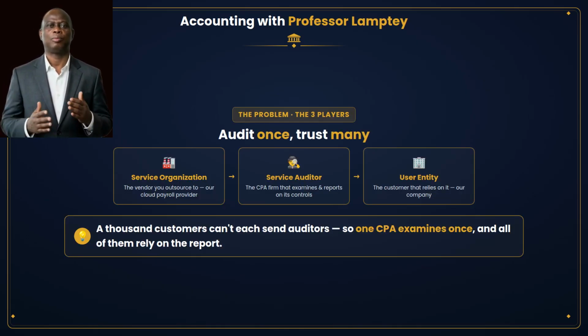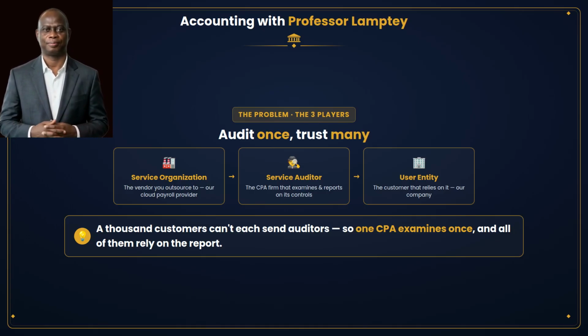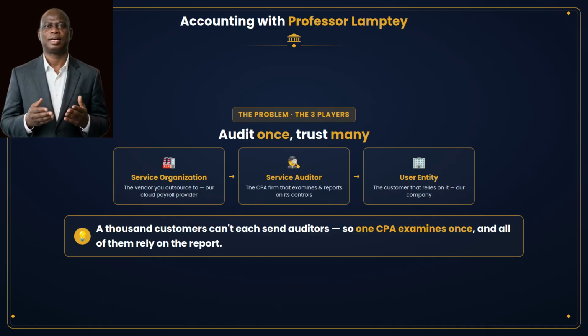Start with the setup. Write these 3 roles down. A service organization is a company you outsource a function to. Our cloud payroll provider, a data center, a SaaS vendor. A user entity is the customer that relies on it. That's our company. And a service auditor is the CPA firm that examines the service organization's controls and reports on them.